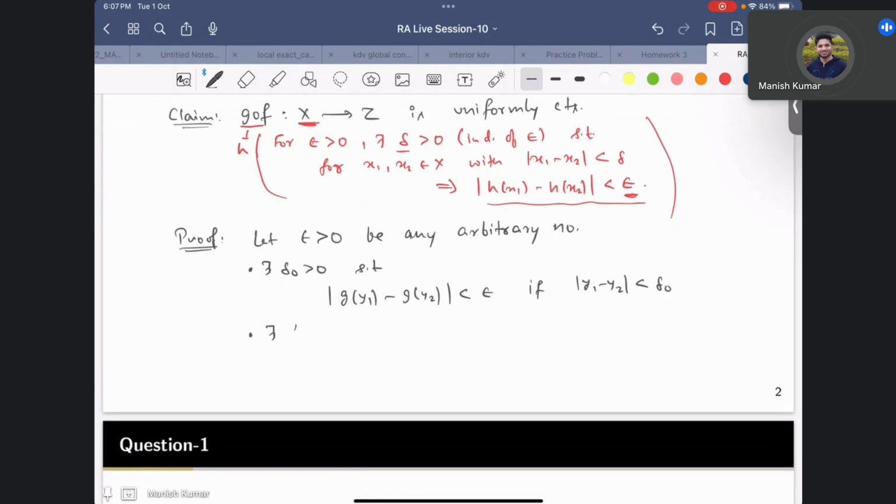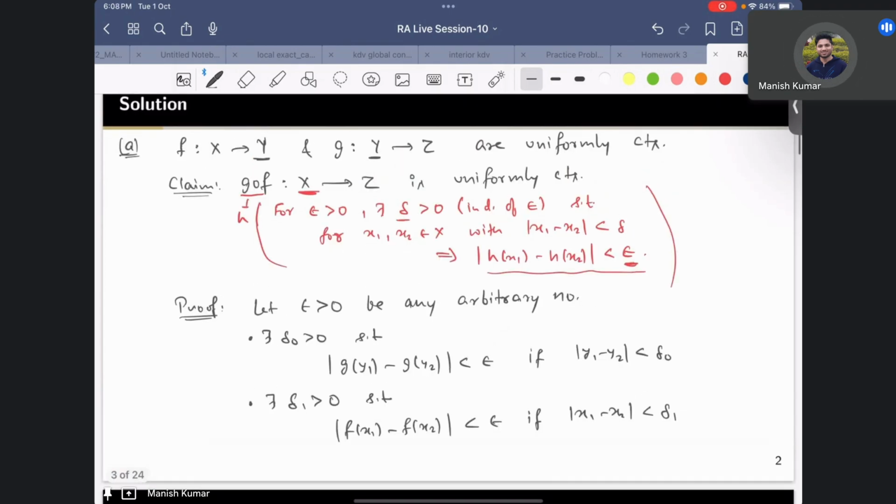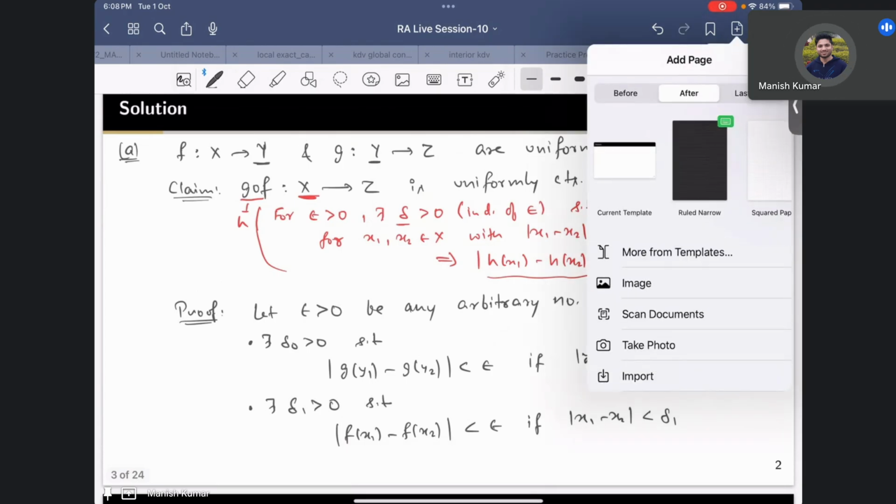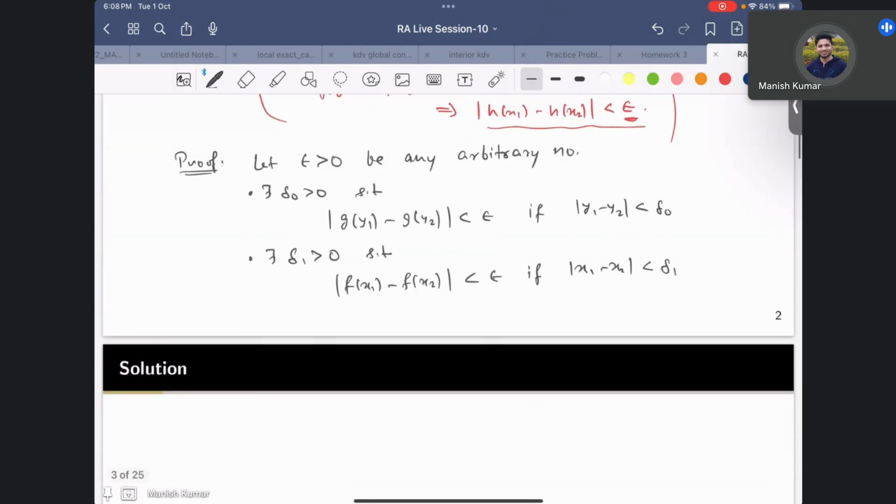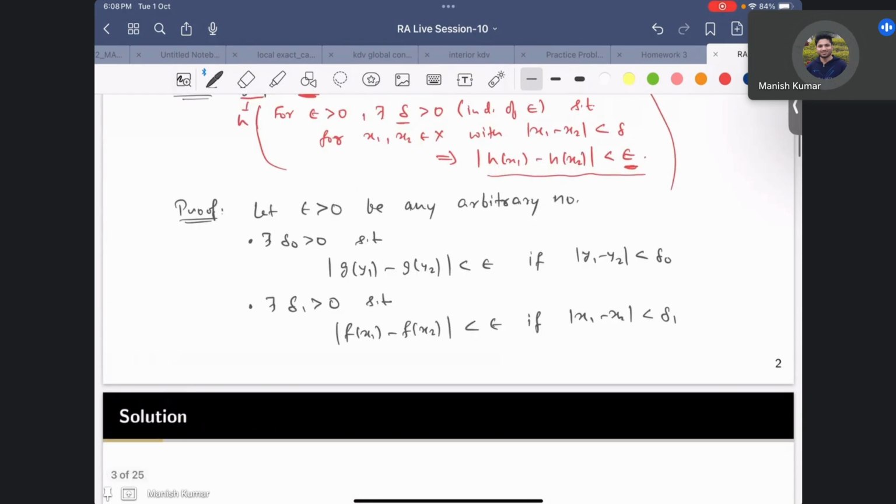So there exists delta 1 greater than 0 such that |f(x1) − f(x2)| is less than epsilon if |x1 − x2| is less than delta 1, right? So we'll get the existence of such delta 0 and delta 1 due to uniform continuity. Okay, now what we have to prove is something like this. So we'll start with that.